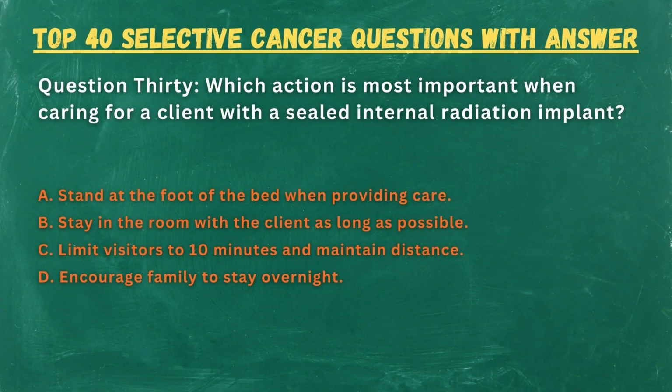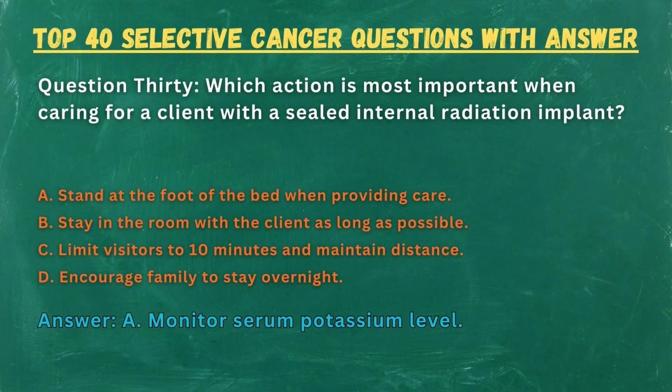Question 30. Which action is most important when caring for a client with a sealed internal radiation implant? A. Stand at the foot of the bed when providing care. B. Stay in the room with the client as long as possible. C. Limit visitors to 10 minutes and maintain distance. D. Encourage family to stay overnight. Answer: C. Limit visitors to 10 minutes and maintain distance.